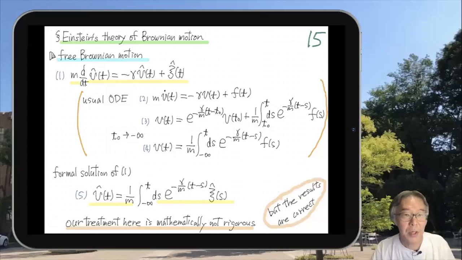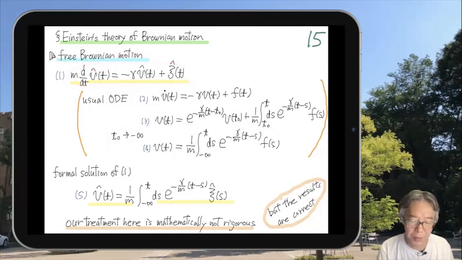Now I discuss Einstein's theory of Brownian motion. First, I talk about something called the free Brownian motion. It's described by this Langevin equation, but it's simply the Langevin equation without the external force. So we only have this resistance and the random force.